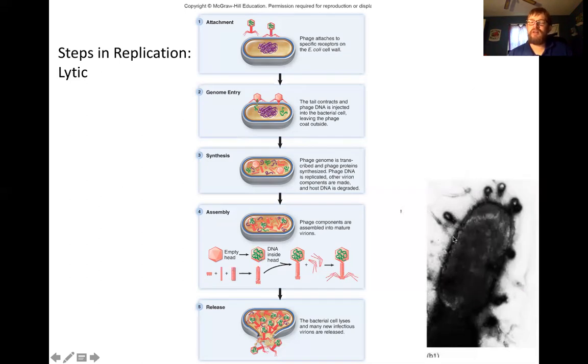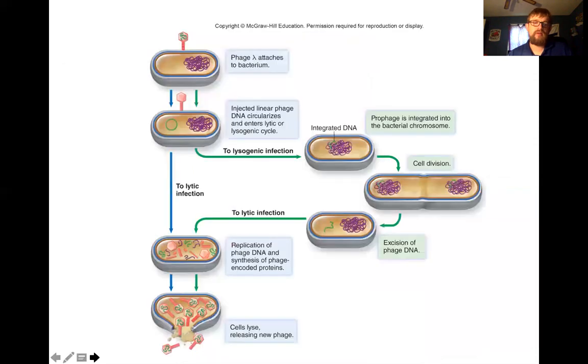And here you can see an electron microscopy. I can't remember, this might be E. coli. I have to go back and check my source and see what cell this is, but you can see the bacteriophages attached to the outside of that bacteria. All right. So here is the lytic cycle.